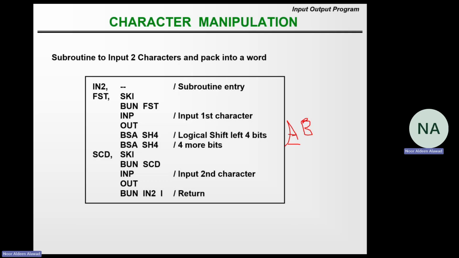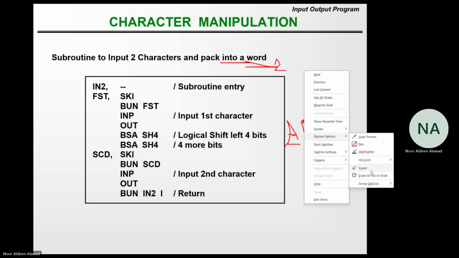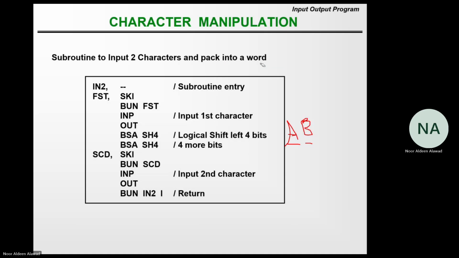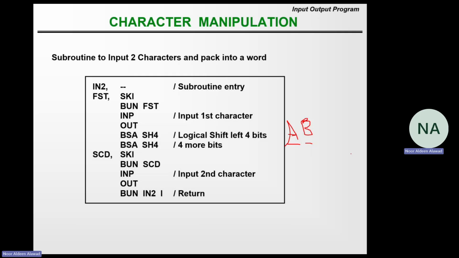Okay, so this is A and this is B. They are put back together to form a word. A word consists of 2 bytes, which means that it consists of 16 bits.